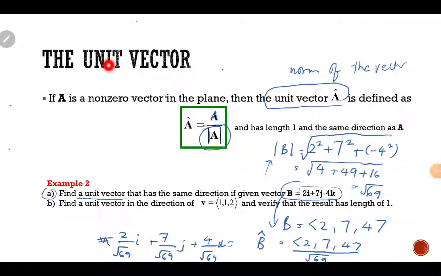Or you may leave it like this, or you can split it up already. Split it up, meaning it is 2 over square root 69, 7 over square root 69, and another one, 4 over square root 69. Like that. Alright.